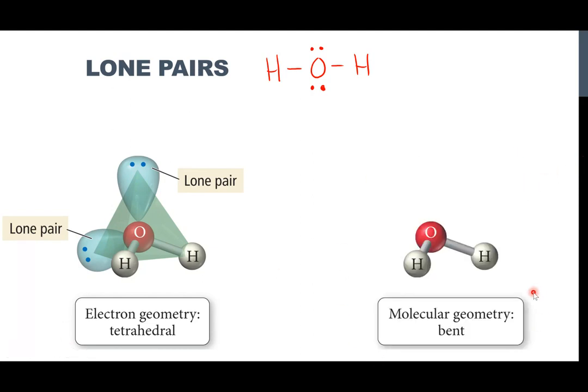Well, we see what gets drawn in every textbook, a bent molecule. So this bond angle between the two, or between the oxygen and the hydrogen is at 109.5 degrees, right? So that's why water is a bent molecule. It's dictated by those lone pairs.